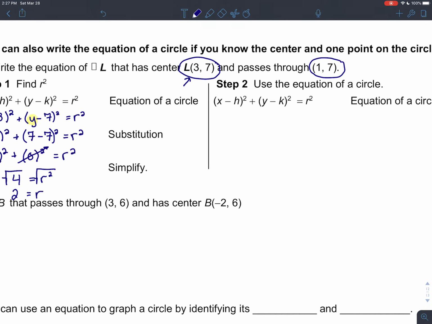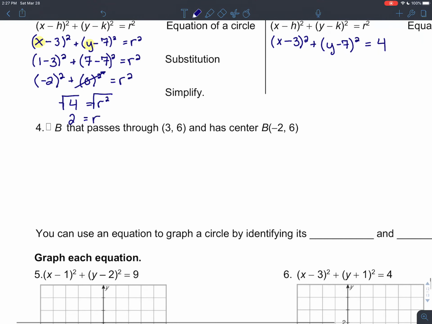Okay, and so now we're going to plug that in. We already have the formula where we plugged in the 3 and the 7 for h and k, so x minus 3 squared plus y minus 7 squared equals, now r squared, we already found that. If r is 2, that means that r squared is 4. So that's the equation of the circle.